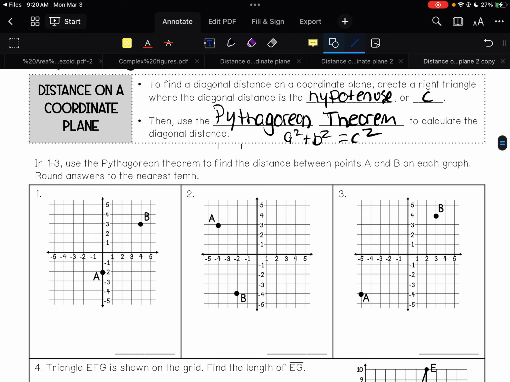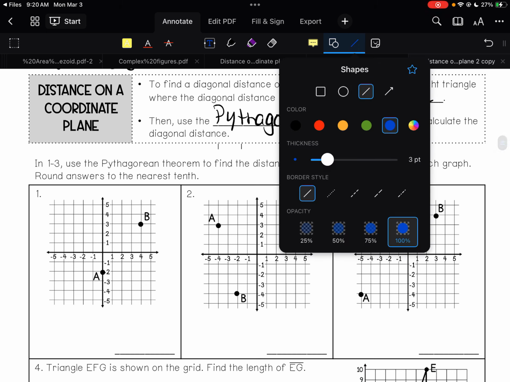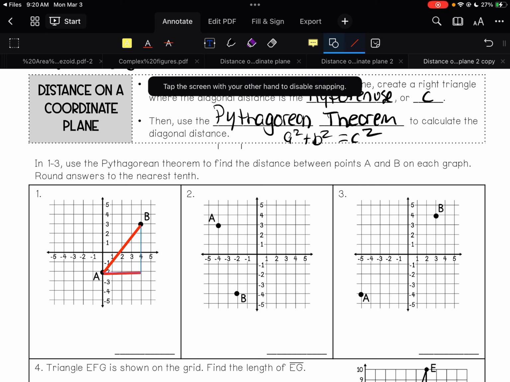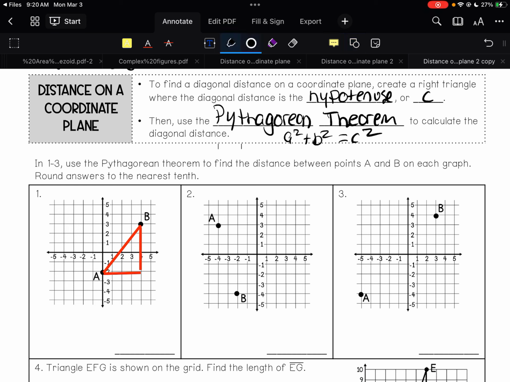So we first have A and B. We are trying to find this distance between A and B. So we're going to create a right triangle to do that. I'm going to come out from A and over to B, and then I'm going to connect that, and now I have a right triangle. So I have 1, 2, 3, 4 is my distance over here. 1, 2, 3, 4, 5 is my distance over here.